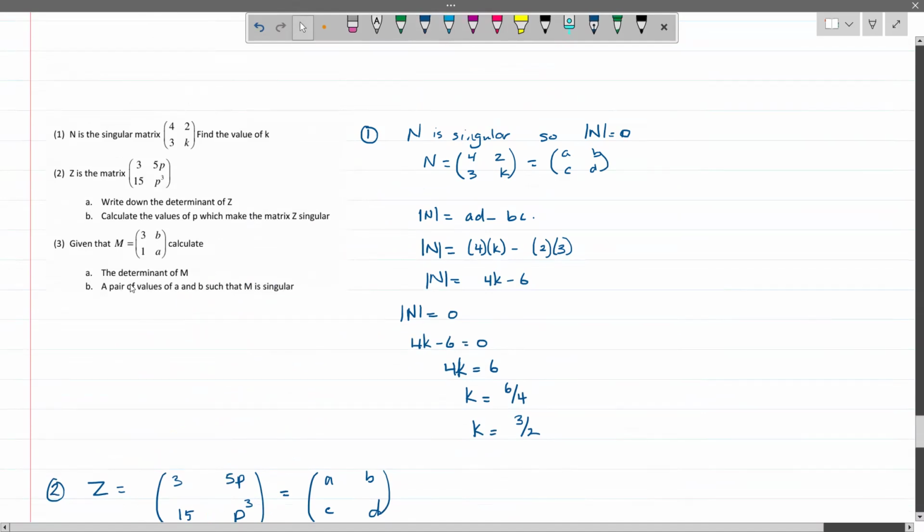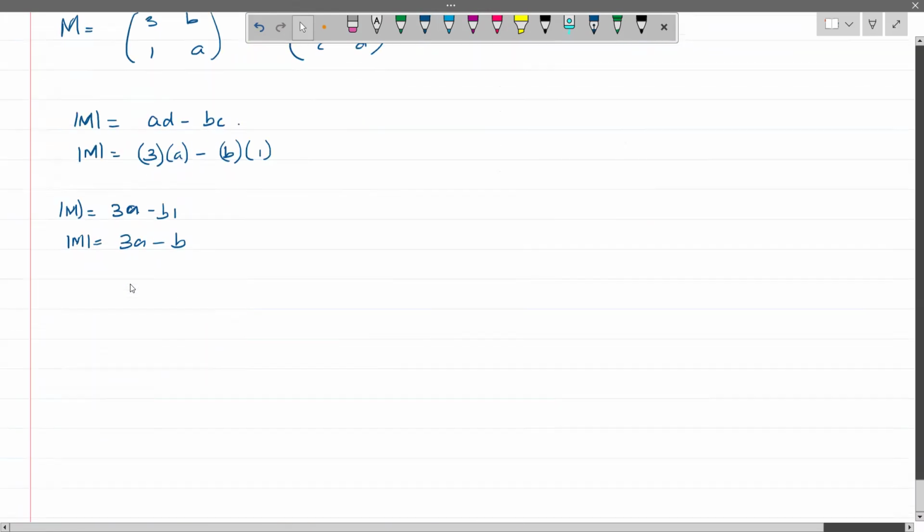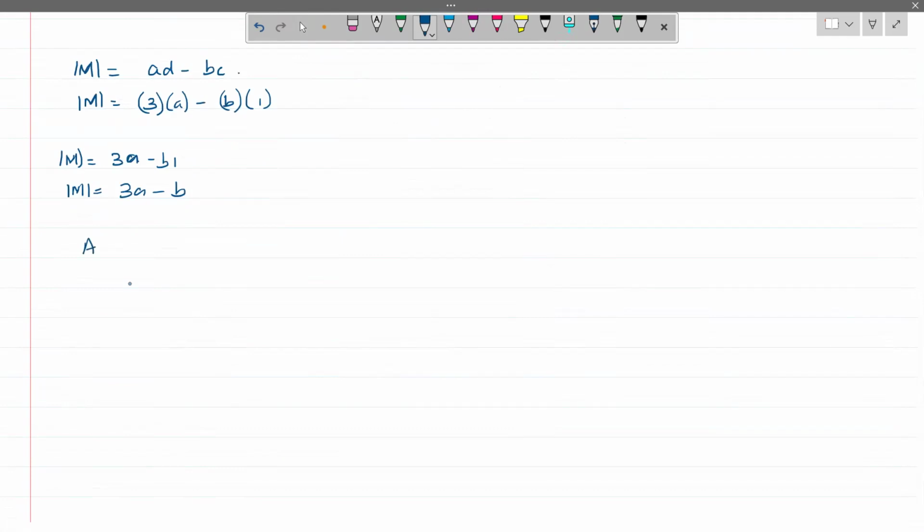A pair of values, so any pair of values that you could think of that will make M singular, right? So what you have to do is to select any two values that you could substitute for A and B that will result in us getting 0. For example, 3 by 2 will give me 6. And if B is also 6, then I'll get 0.